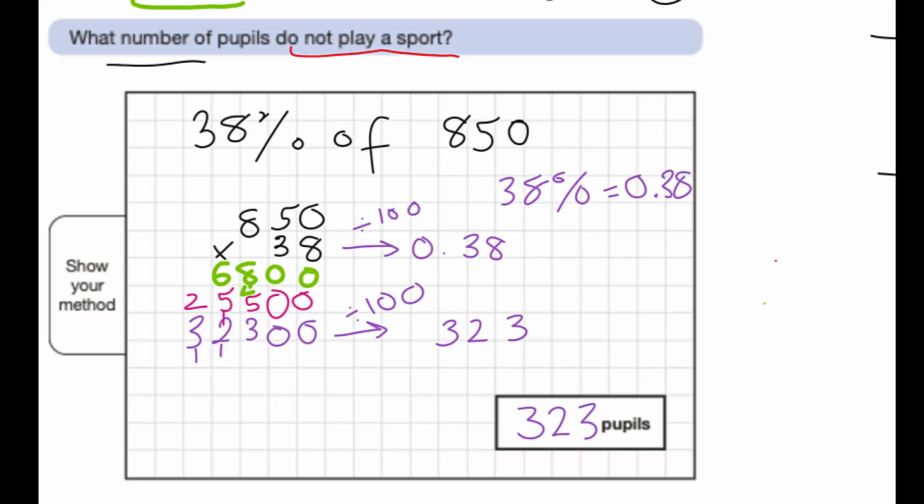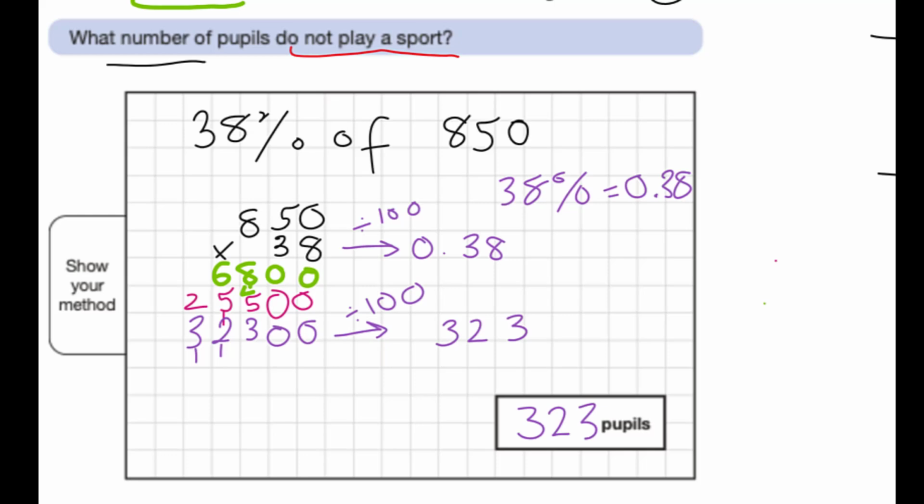323. Now, another way you might look at it is, I know that 50% of 850 is 425. So I know the answer is going to be a fair bit lower than half. 38% is a fair bit lower than 50%. So I know it's definitely going to be less than 425. So I know I'm in the right ballpark there.